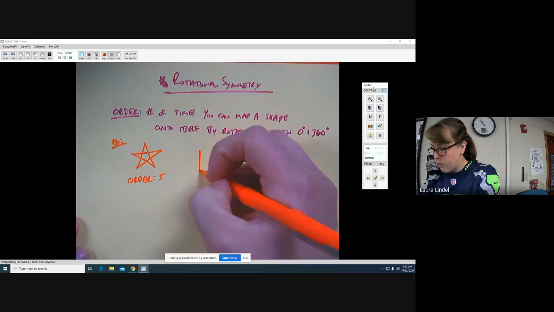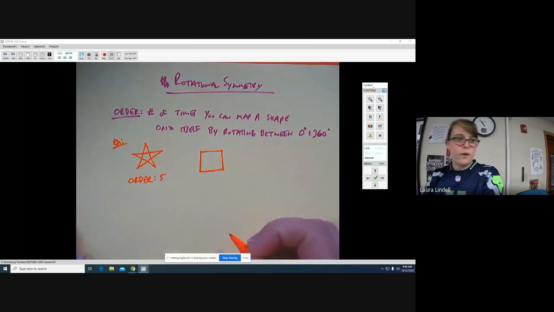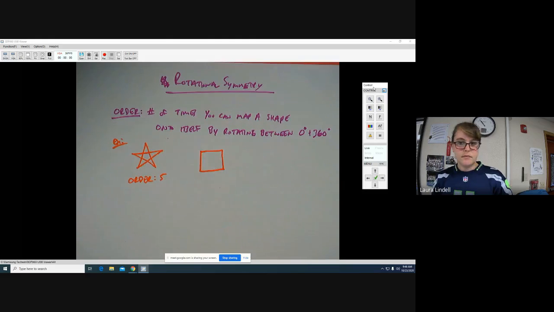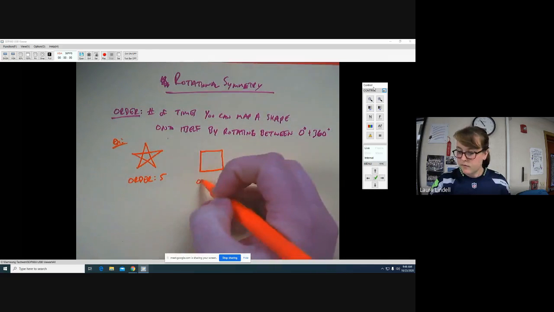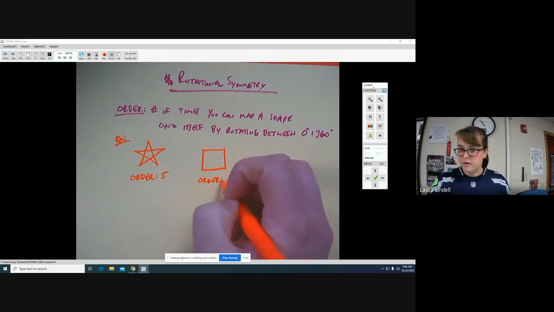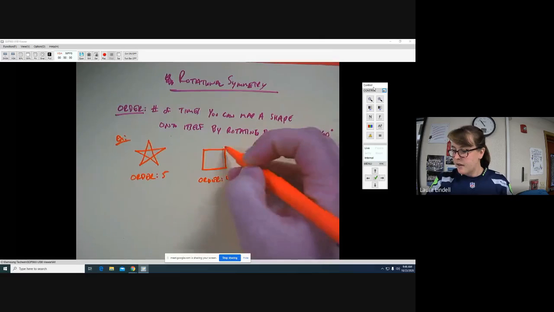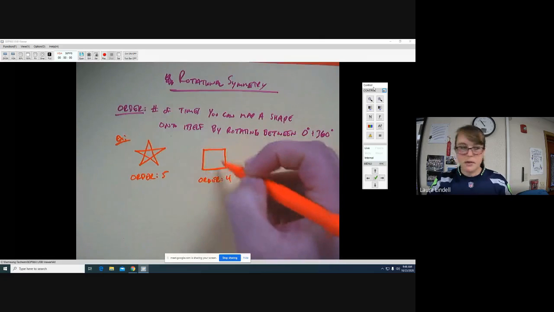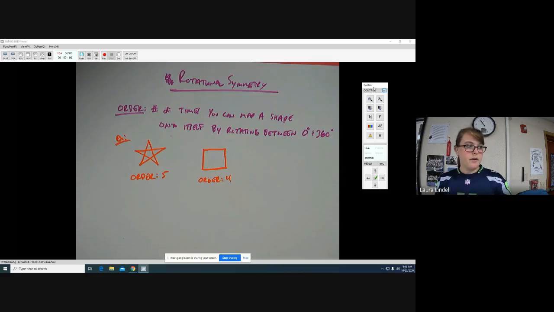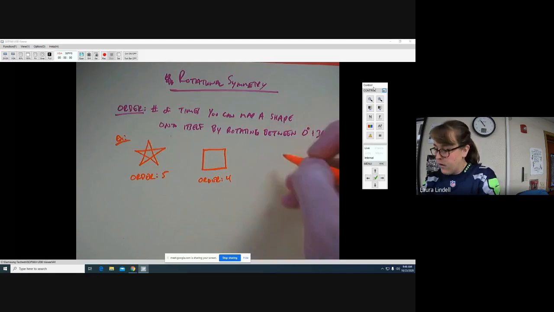What do we think the order would be for a square? Any guesses for the square? Yeah, Christy, you got it. It's 4. It's got these 4 corners, all the sides are the same length. The order is 4. But what about like a rectangle?